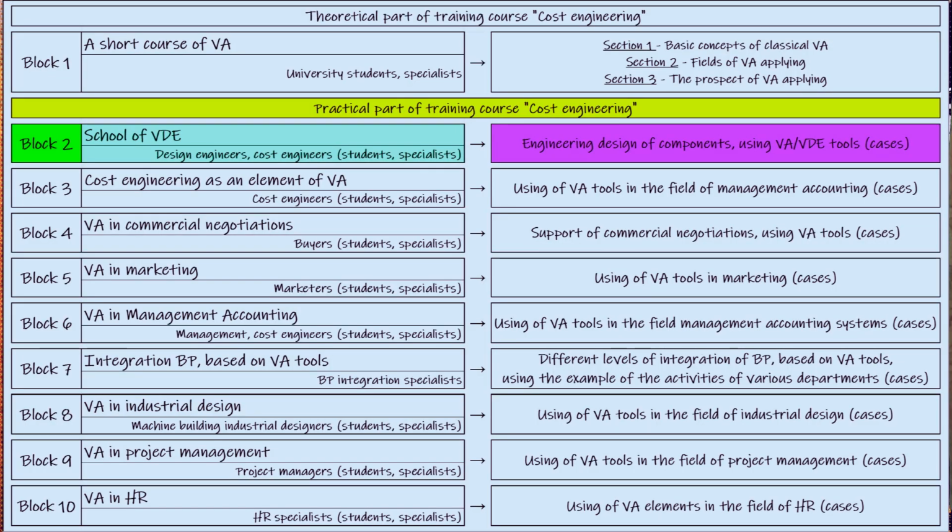by GOST 2.103, corresponding to the stages of milestones of project implementation of the same name. The questions discussed in the video Value Design Introductory Case, Value Design Engineering Stages in the context of 3D modeling, refer to the practical cases of Block 2, School of Value Design Engineering of the training course Cost Engineering.